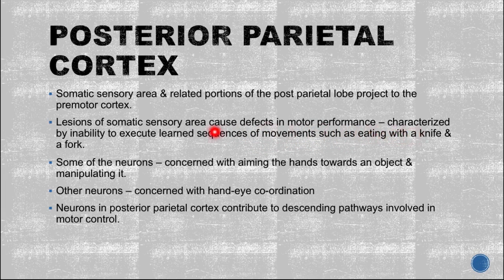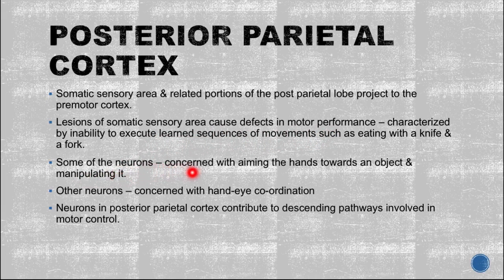That defect will be characterized by an inability to execute learned sequences of movements, such as eating with a knife and a fork. That person might be able to eat the food, but the learned sequence will be lost. The sequence should be: you cut with the knife and then with the help of the fork you take the bite. That person might first try to take the bite from the fork and then try to cut. All this sequence will be mismanaged. The sequence will be lost.